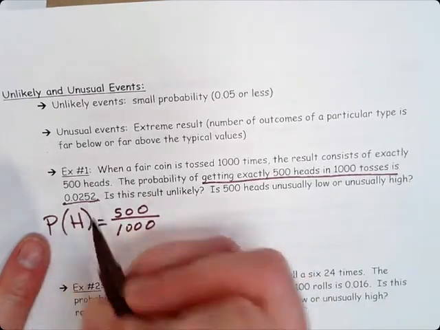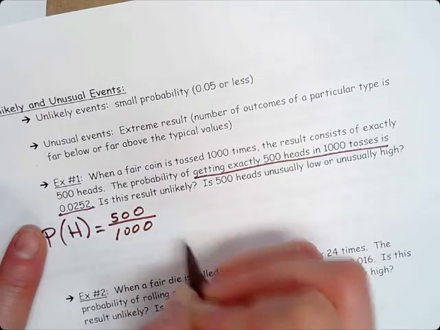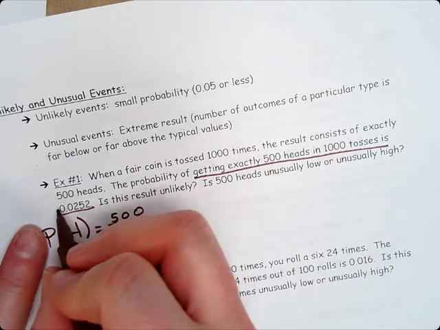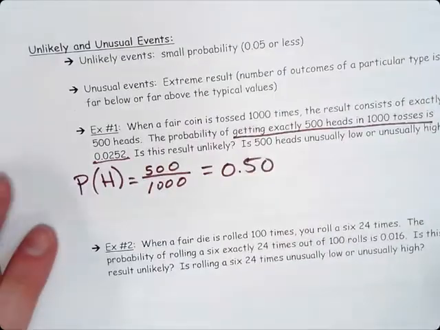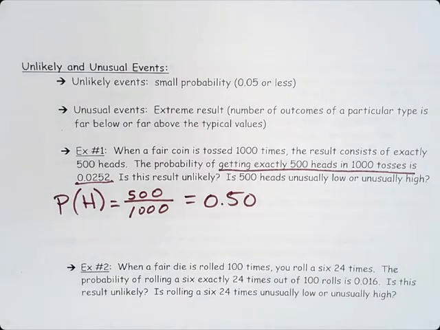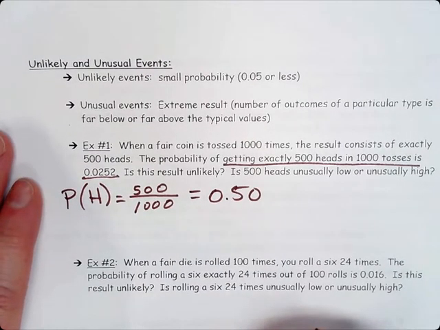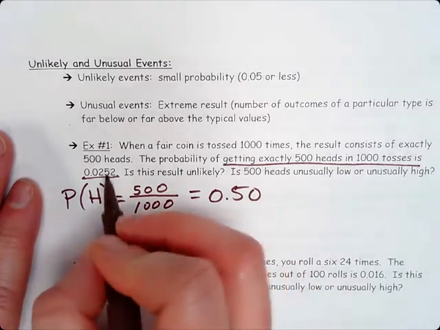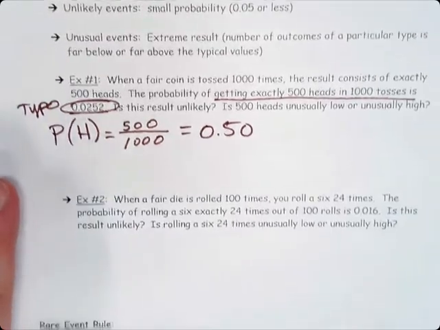For some reason, I changed this last year to 0.252. I'm not sure if there was a mistake right here. We're going to put this. So the theoretical probability is 50%. Is this result unlikely? No. I don't really like this question. I think there's a typo in here. So let's just keep on moving.